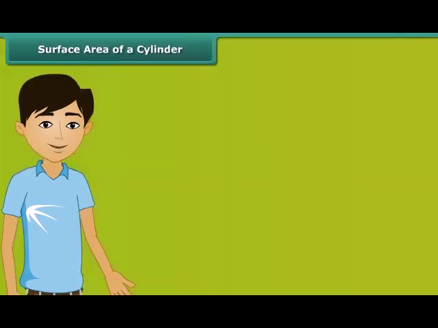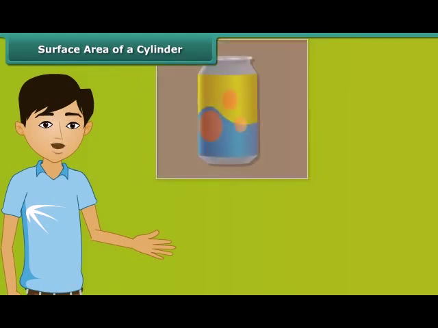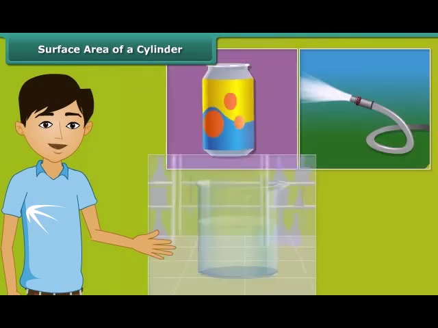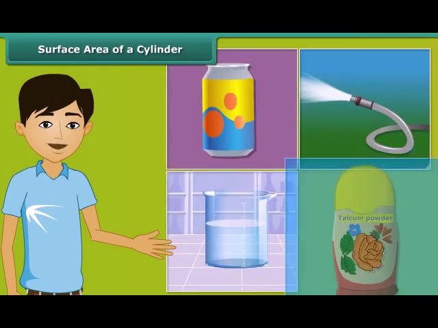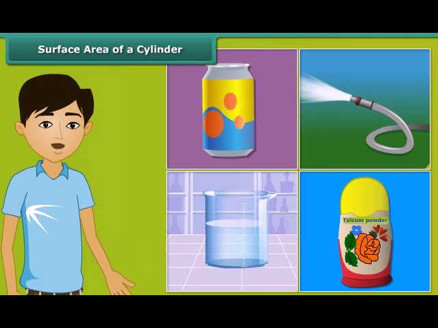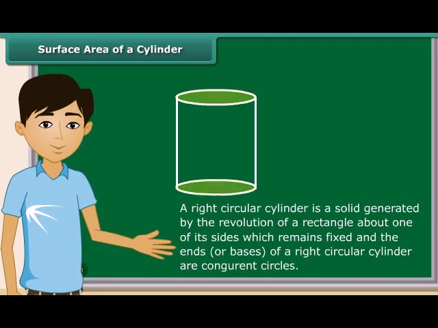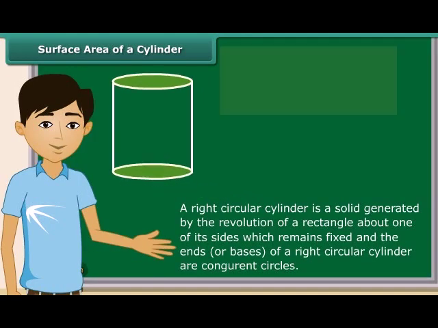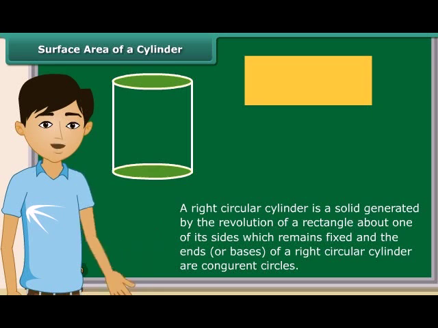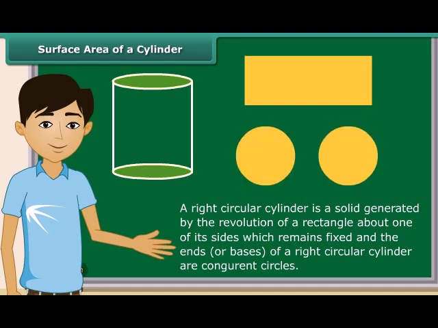You must have come across many solids like tin cans, water pipes, beakers in the laboratory, and powder boxes, which are right circular cylinders. Here you would wonder what is a right circular cylinder. A right circular cylinder is a solid generated by the revolution of a rectangle about one of its sides, which remains fixed, and the ends or bases of a right circular cylinder are congruent circles.